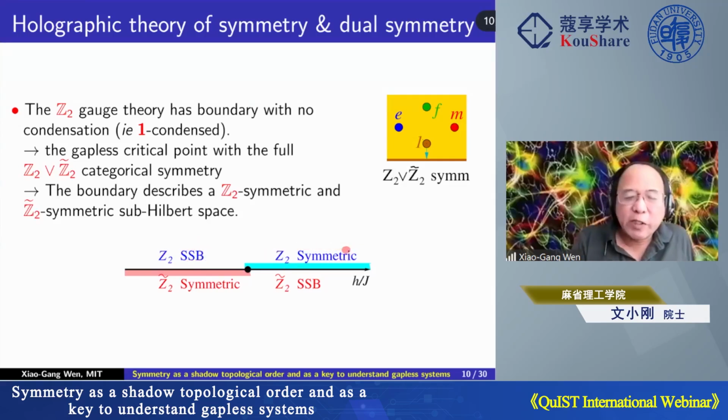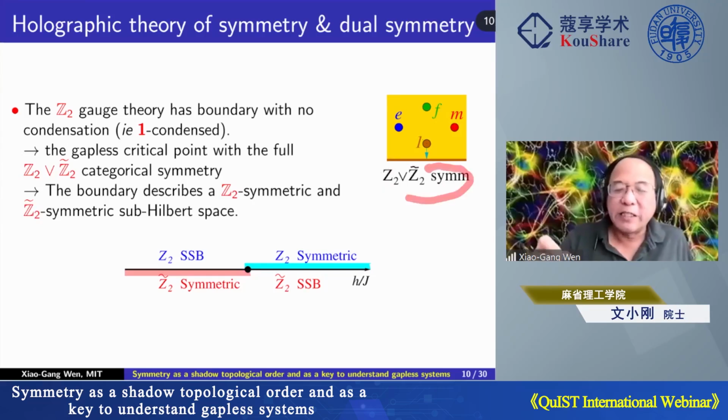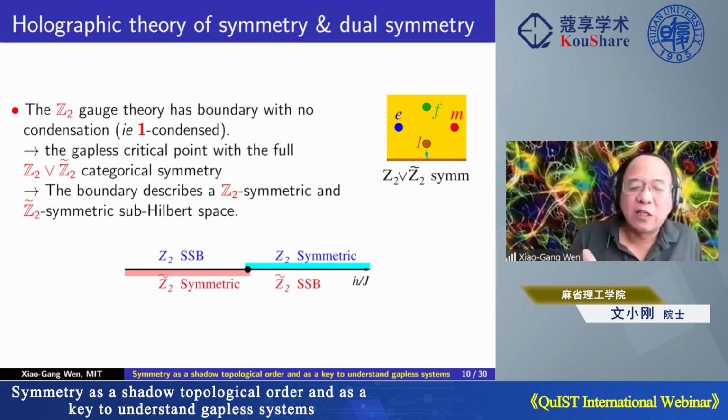Because in the Z2 symmetry breaking state, we have the dual Z2 symmetry. In the dual Z2 symmetry breaking state, we have a Z2 symmetry. Then at their boundary, they have both dual Z2 symmetry and Z2 symmetry. So therefore, naturally, the boundary preserves all the symmetry. And amazingly, this boundary must be gapless. So the system with the full categorical symmetry must be gapless.